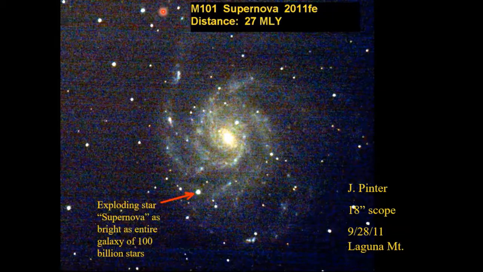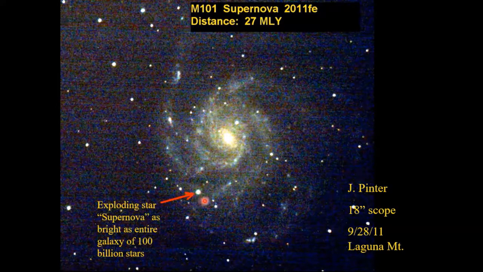Now, here's another picture of a galaxy. This is called M101, and it's not a great picture because this galaxy is very faint. However, the reason I wanted to show you it is this galaxy has an exploding star here. This is called a supernova, and this star was detected back in September of 2011. So I took my telescope up the Laguna Mountain and photographed the galaxy so I could see this supernova.